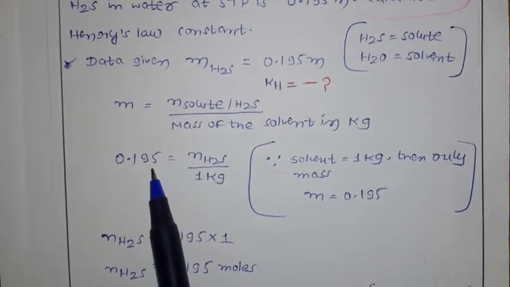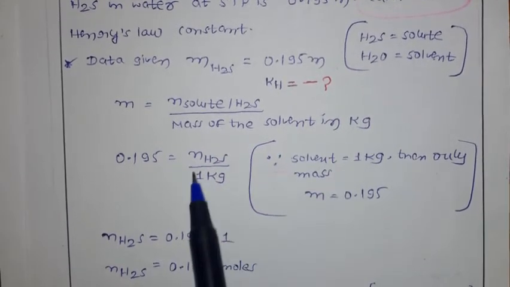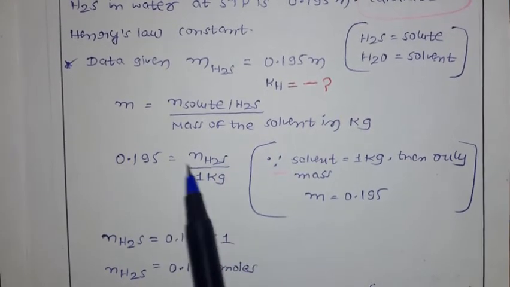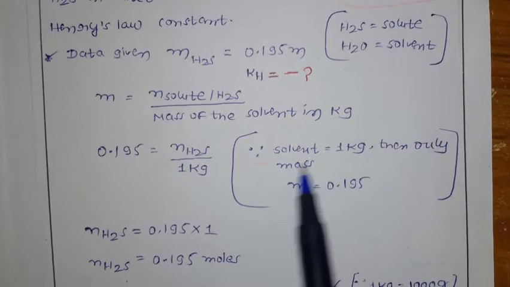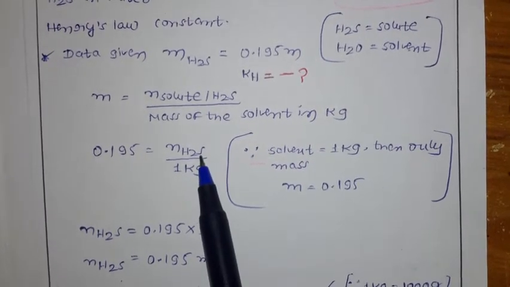The number of moles of solute, I am assuming the mass of solvent is 1 kg. If it is 1 kg, simply you are getting the value 0.95. Here the number of moles I am going to calculate. So with the solvent at 1 kg, only then will you get the number of moles here.